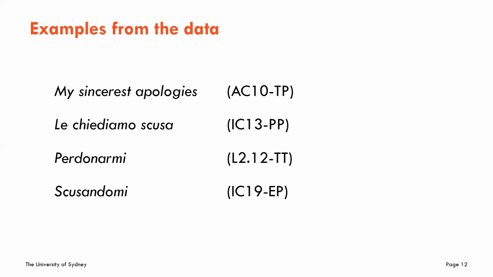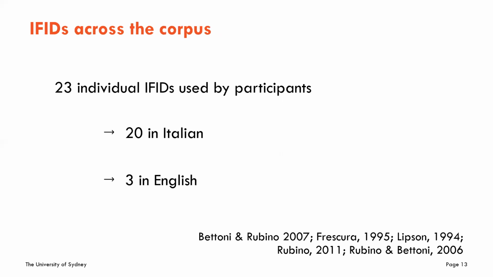Examples from the data. So my sincerest apologies in English. Le chiediamo scusa, we apologize, we ask forgiveness, in Italian. Perdonarmi, forgive me. And scusandomi, apologizing. So overall, across the 3 participant groups, there were 23 individual IFIDs which I identified. 20 of these were in Italian, 3 of these were in English.